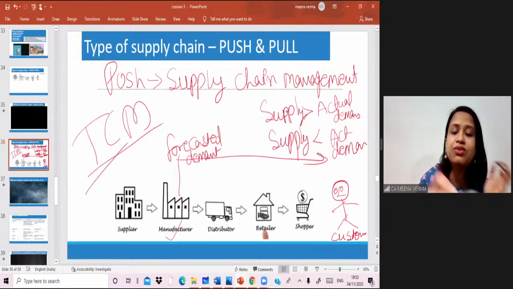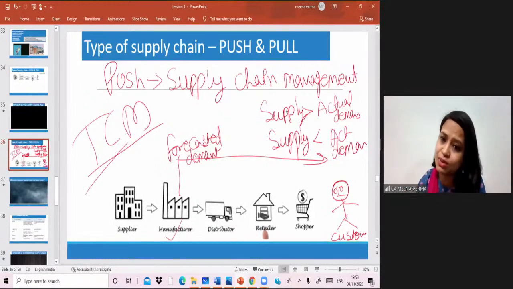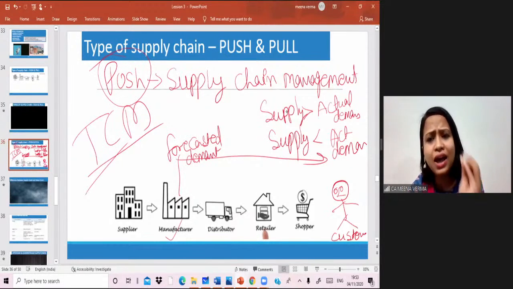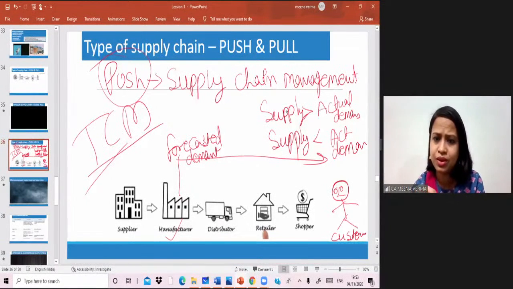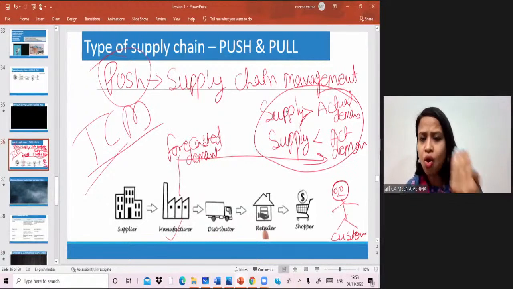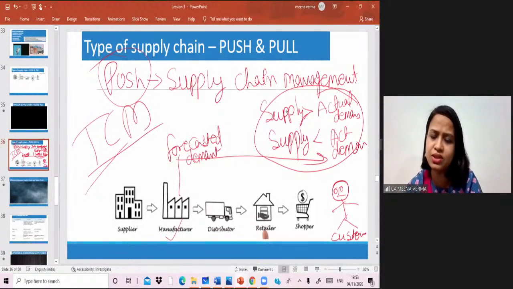And this is what happened in traditional cost management. In traditional cost management, they produce the goods on the basis of a push system. Push means they are not considering the actual demand of the customer. They're forecasting the demand, and then they are producing. And so the condition may arise that supply is more than actual demand, or the supply is less than the actual demand. Such a condition may arise.